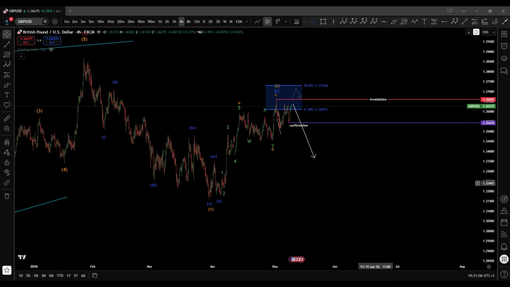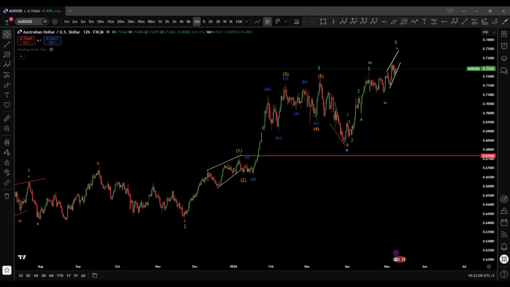Moreover, we have a confirmed short setup here. Entry level is at our confirmation mark. Invalidation at the high of wave C. If price goes above that level, wave 2 has not yet completed and the trade is no longer valid. This is one of the cleanest setups on board this week.